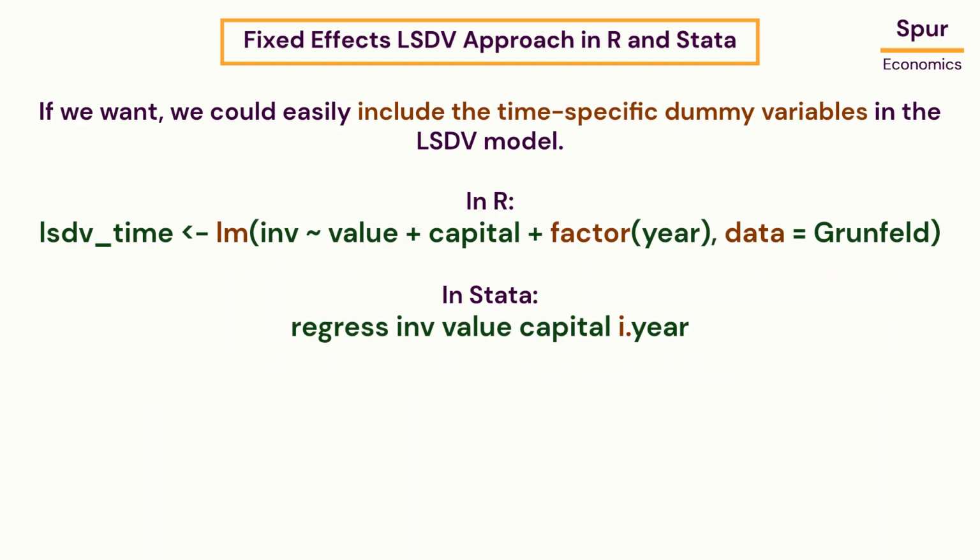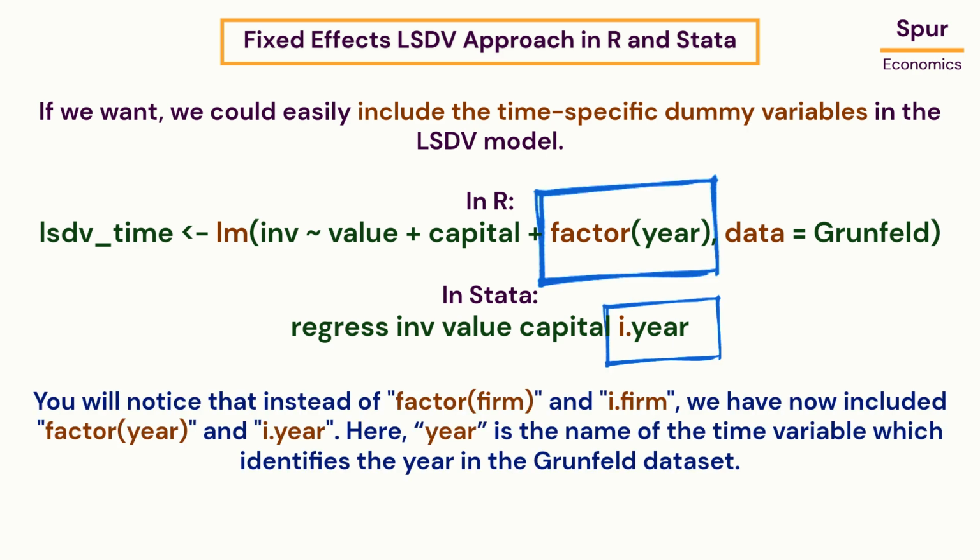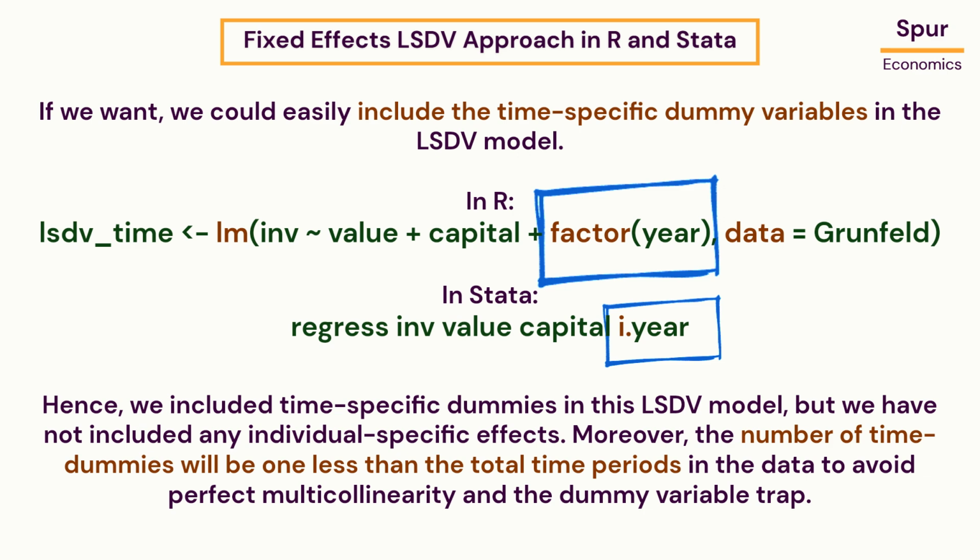If we want, we could easily include the time-specific dummy variables in the LSDV model. The set of 2 commands shown here can be used to estimate the LSDV model with only time-specific effects in R and Stata. You will notice that instead of factor firm and I.firm, we have now included factor year and I.year. Here, year is the name of the time variable which identifies the year in the Grunfeld dataset. Hence, we included time-specific dummies in this LSDV model, but we have not included any individual specific effects. Moreover, the number of time dummies will be one less than the total time periods in the data to avoid perfect multicollinearity and the dummy variable trap.